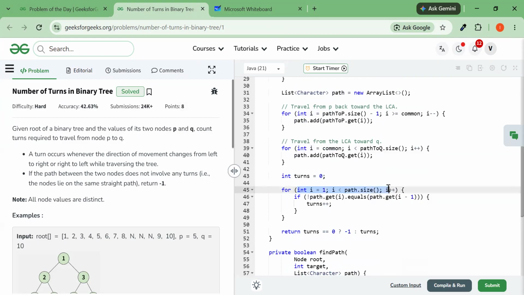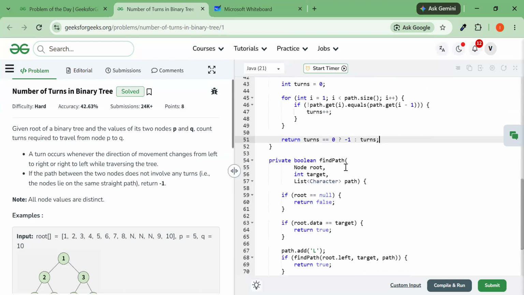And now I'm going through the path size, and I will check if that particular node is equal to the previous node, like direction, I would say, then it means there are no turns. But if they are not equal, it means there is a turn. And finally, I will check if the turns are equal to 0. It means that this is a straight path. Then we have to return -1. Otherwise, we have to return the number of turns we have encountered.